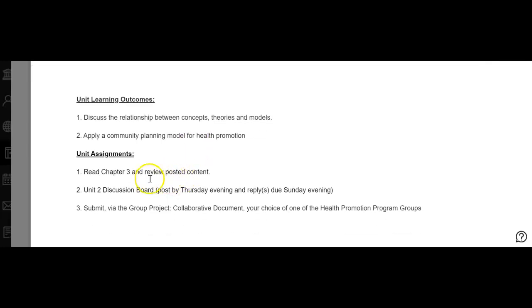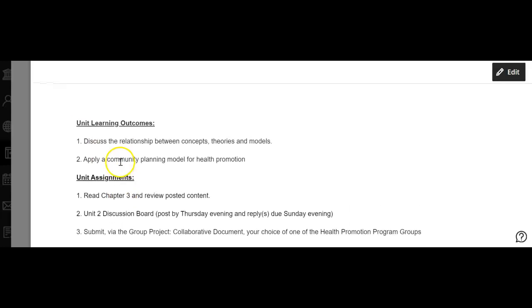So what you need to do is 3 things. Read Chapter 3. You're going to need to complete your discussion board post for this learning unit, and I'll go over that in just a moment. And remember, your post is due by Thursday evening, and your reply by Sunday evening. So you need to reply to, in this case, one of your group members. And then the third thing is that you're going to submit your choice of one of 7 different health promotion program groups that I've put together.